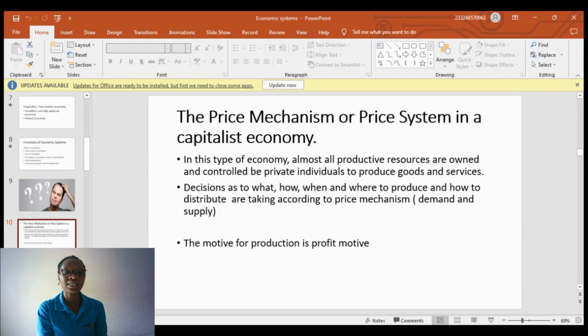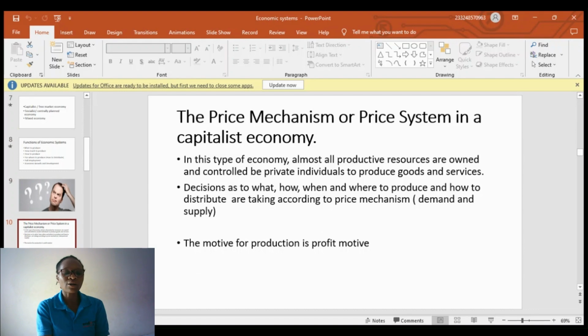Remember the criteria. You want to find out who owns the resources, the decision making, and what the motive for production is. The motive for production in this economic system, which is the capitalist economic system, is the profit motive. They want to make profit. So that is why goods are provided on a demand and supply basis. You demand for the good, they supply.